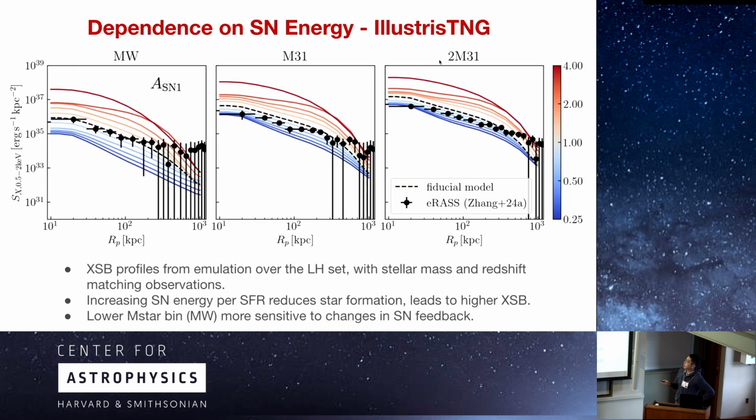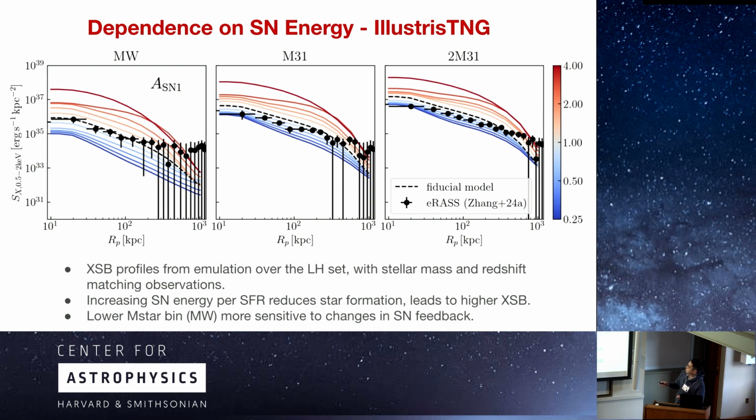Here's the comparison of our X-ray surface brightness profile with those from the eROSITA results. The color lines indicate the strength of the feedback, and we're showing the SN1 parameter for IllustrisTNG. Redder color indicates a stronger feedback effect. If you increase the feedback, it suppresses star formation, so it retains more hot gas. So it increases the X-ray surface brightness across all 3 mass bins.